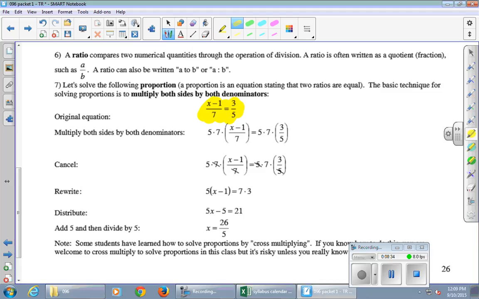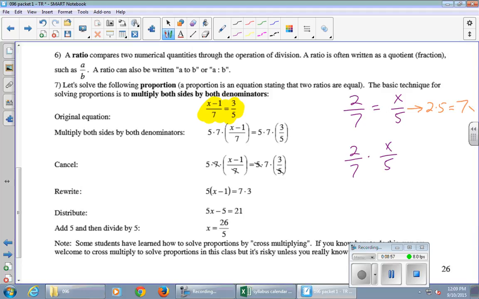But I'm going to try to avoid using that phrase because I think it's quite risky. Suppose that I give you this separate example from that. 2 over 7 equals x over 5 versus 2 over 7 times x over 5. So cross multiplying here says what? 2 times 5 equals what? 7 times x, right? The product of the diagonals. What's the answer to this multiplication problem here? When we multiply fractions, it's 2x over 35, right?